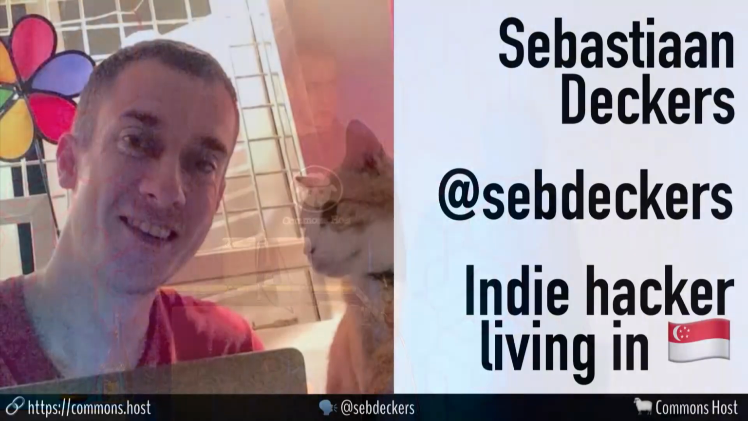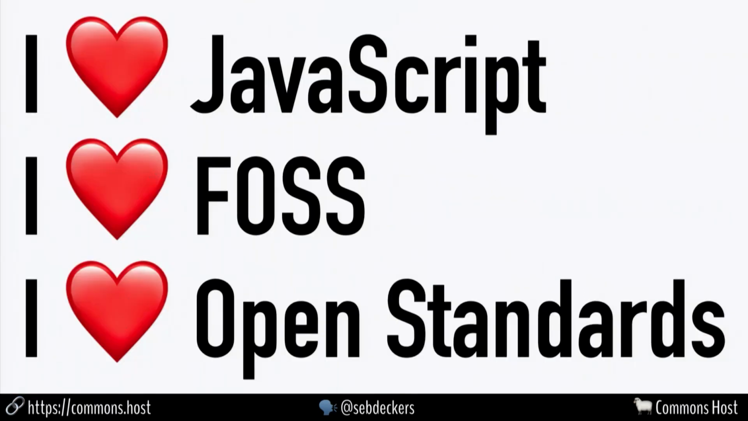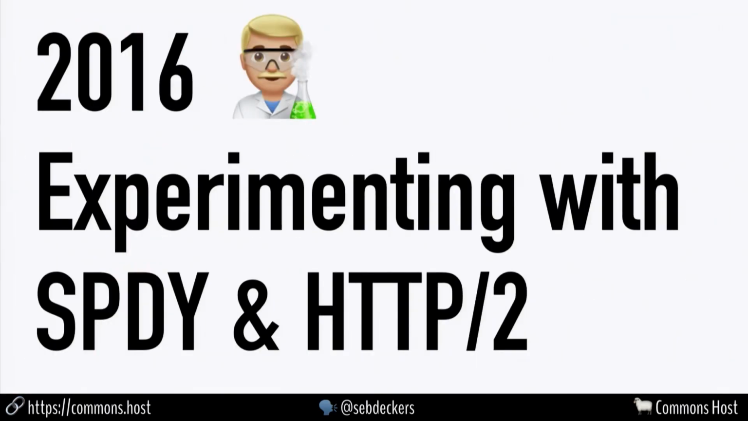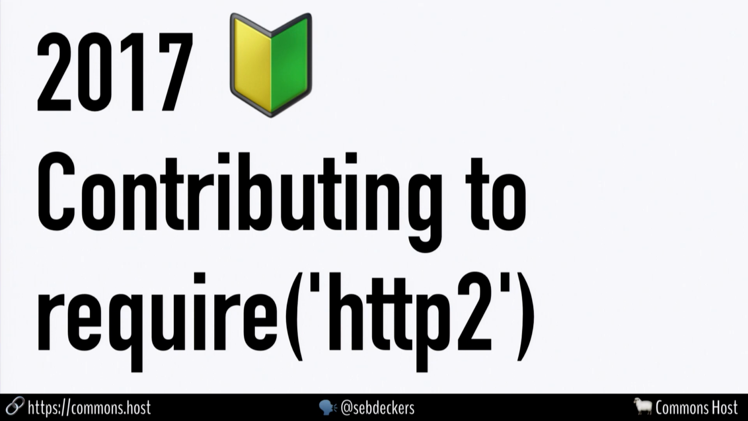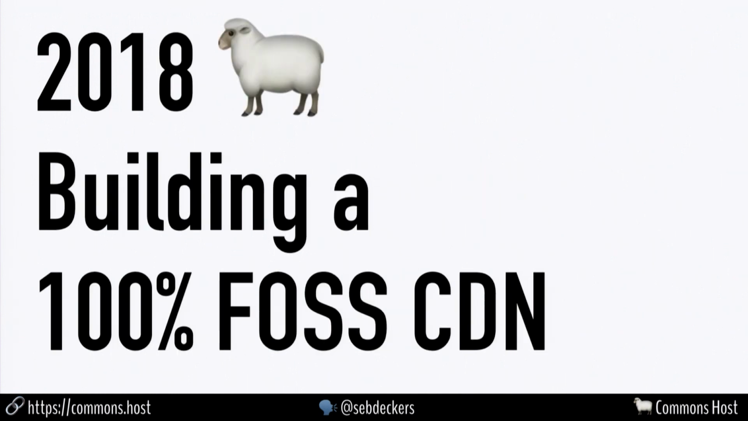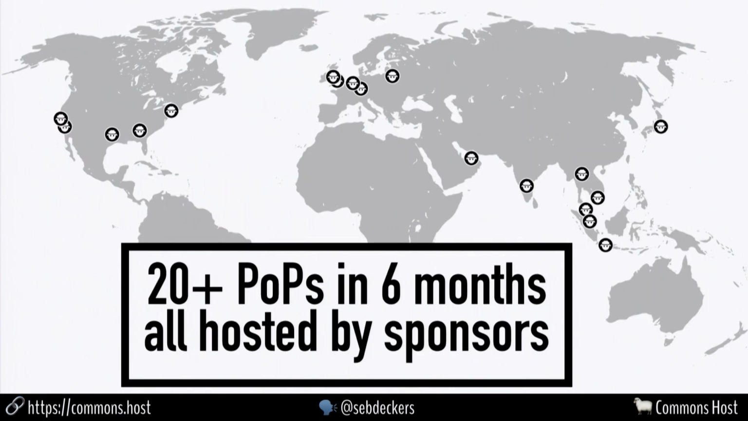I live in Singapore, and I like a lot of different things that I try to focus all my time on. A couple of years ago, I started experimenting with protocols called Speedy, which then became HTTP2. The following year, I contributed a little bit to HTTP2 and Node. And this year, I've been working on this CDN, which is 100% open source. In the last 6 months, since officially launching it, there have been about 20 POPs. That means points of presence, servers around the world, edge servers.